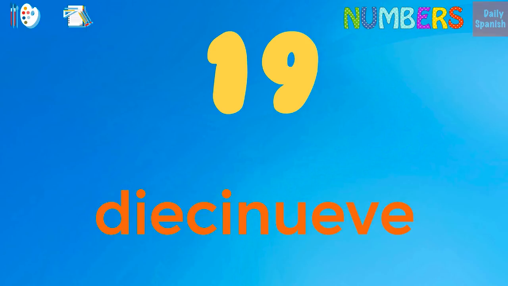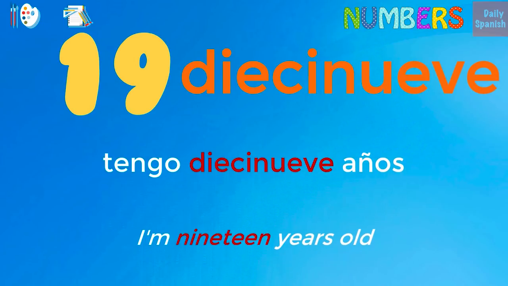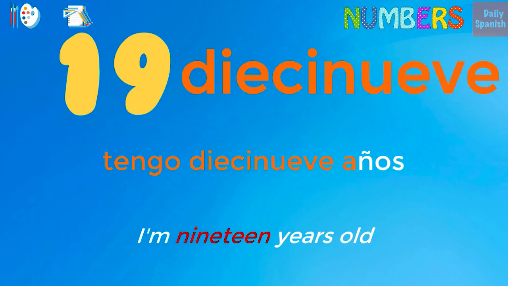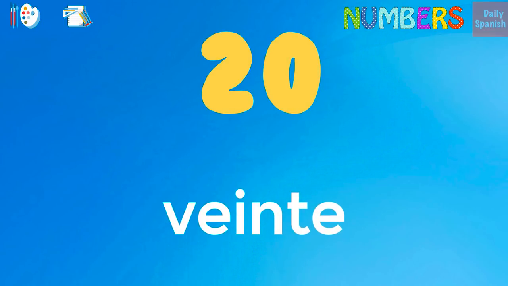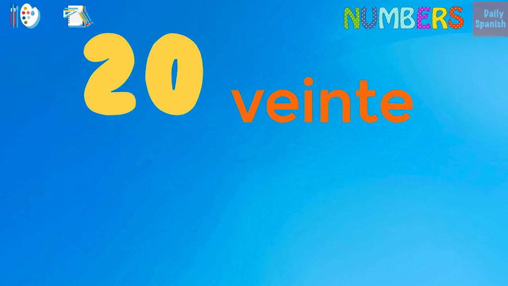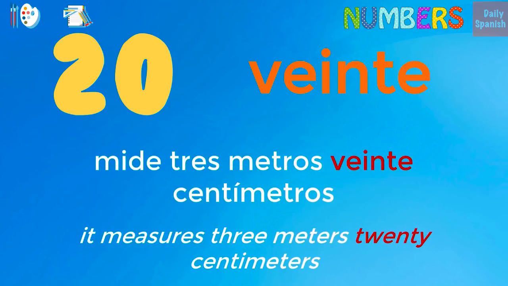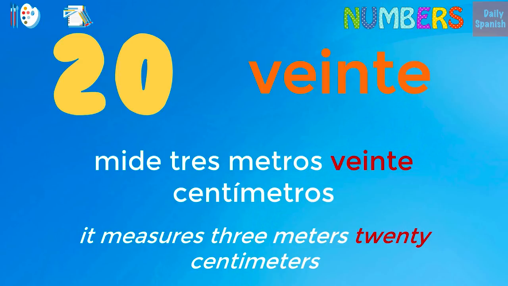Diecinueve. Tengo 19 años. I'm 19 years old. Veinte. For example, mide 3 meters, 20 centimeters. It measures 3 meters, 20 centimeters.